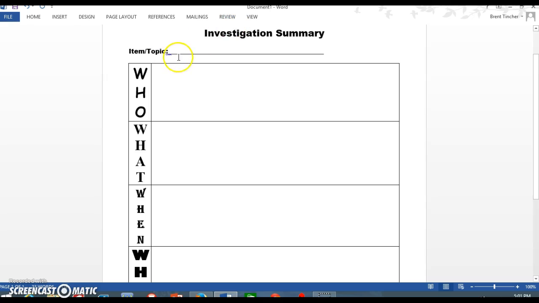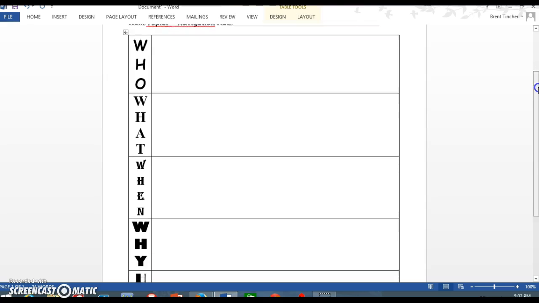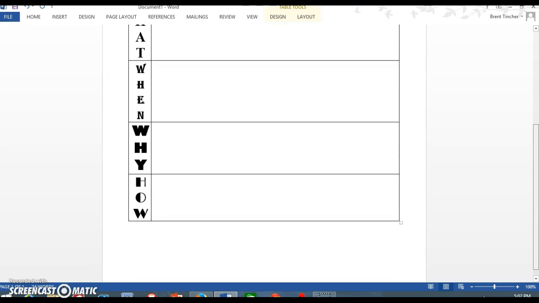So where we start is first to begin by putting in the item or topic. And in this case, all I need to do is write in the Navigation Acts. Now, before I can begin generating my questions, I actually need to find information in the textbook to get my mind going as to what exactly I'm going to look for. I do have help, though, from the investigation summary because I have these root words along the side of the page. You've got who, then you have what, when, why, and how.